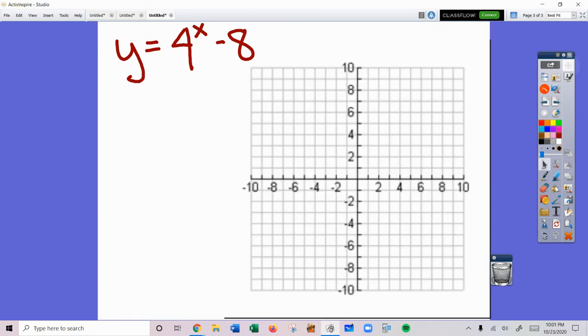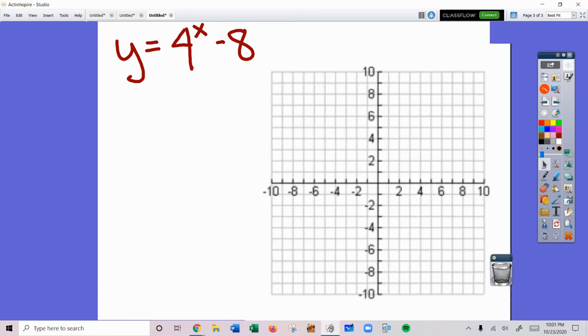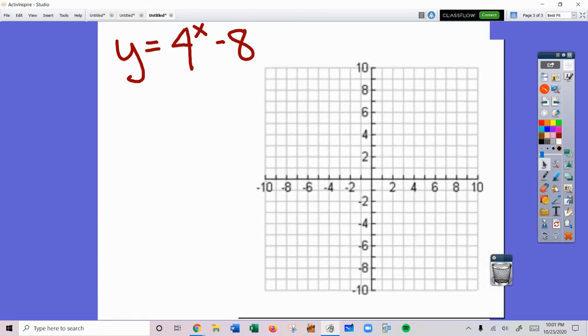Okay, so let's look at another one. Let's say we have something like y equals 4 to the x - 8. If we want to graph this, we know that we are going to have some type of asymptote. So where is our asymptote going to be on this equation? It will be at -8. So we're going to draw in a line here at -8. This is the line we cannot cross.